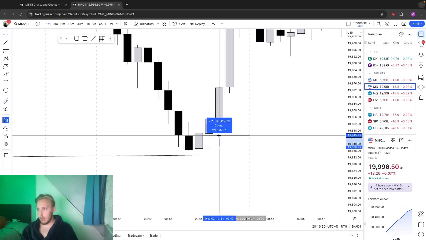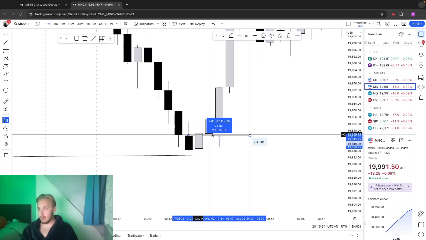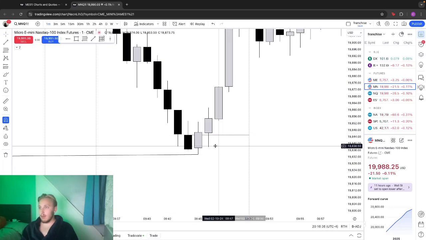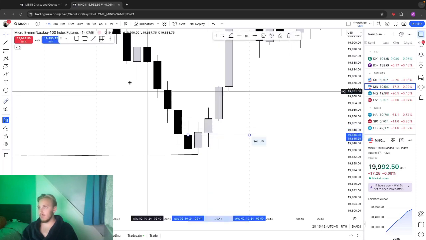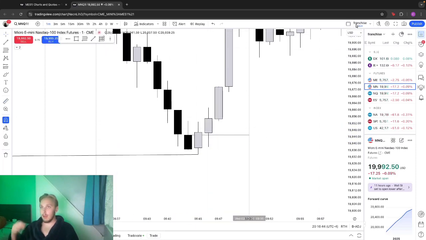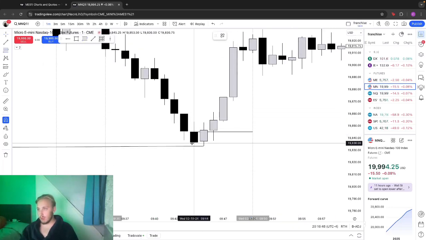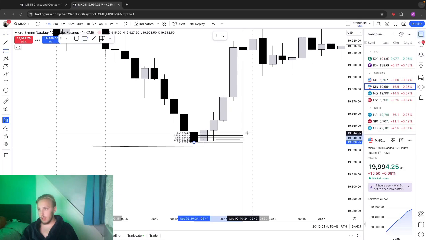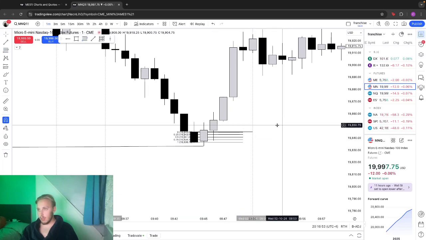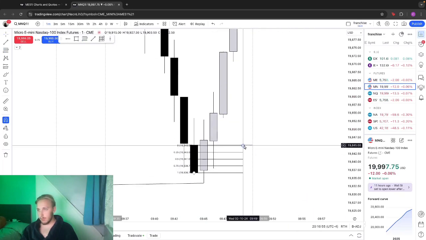So we had 7 points into the CSD. Reason being, it's only a 1-minute CSD. It's not really a high time frame CSD. However, it is a big indication. We can also show our quadrants. We do. It looks like we touch. Yeah, so we touch.